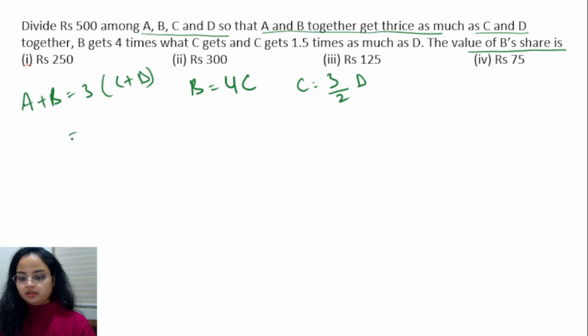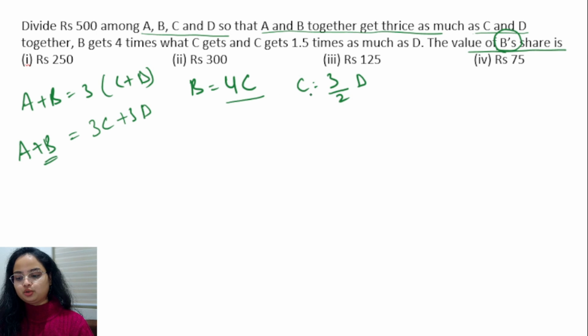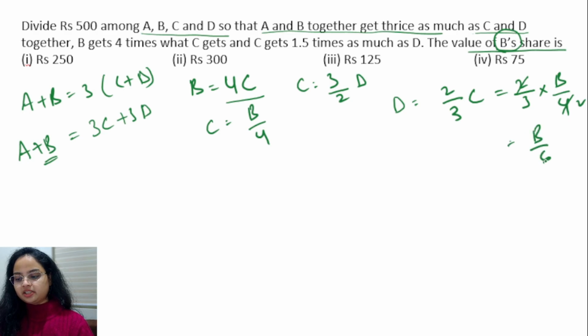Okay. So here we will solve this. It is 3C plus 3D is equal to A plus B. So here everything we will convert into B. Here C is equal to B by 4 and D is equal to 2 by 3 C. That is 2 by 3 into C is what? It is B by 4. Okay. It is B by 6. D is equal to B by 6.